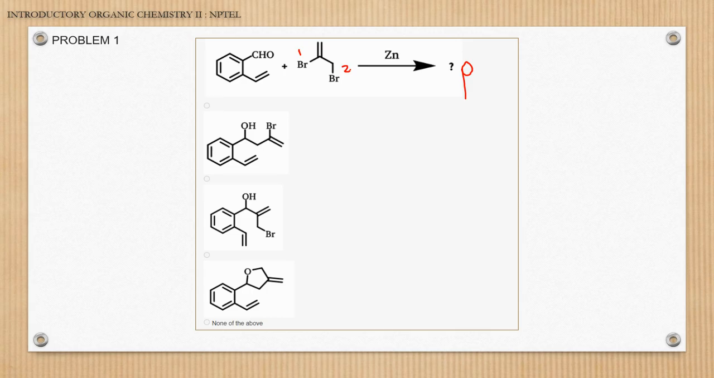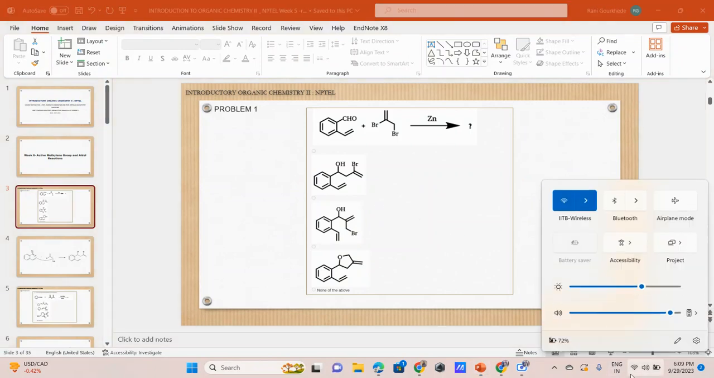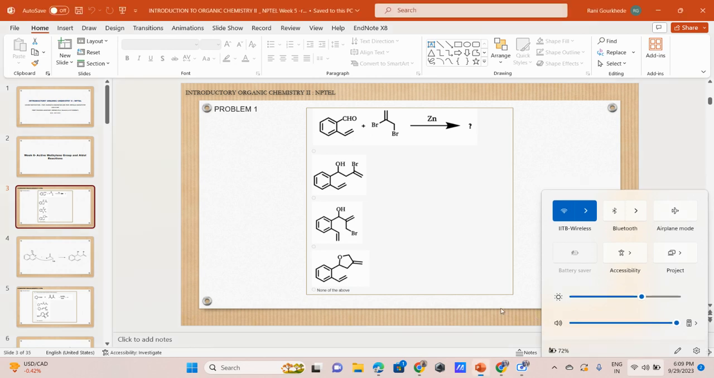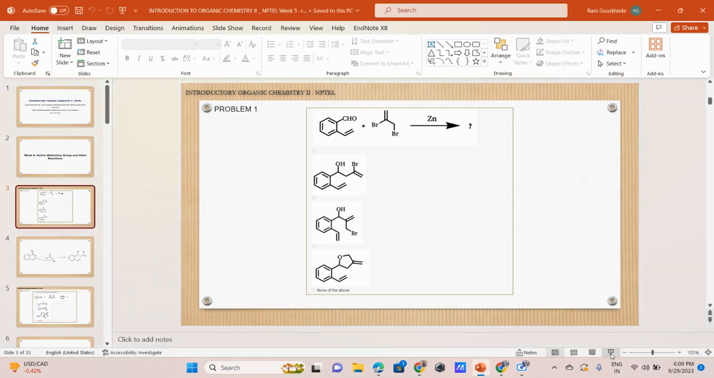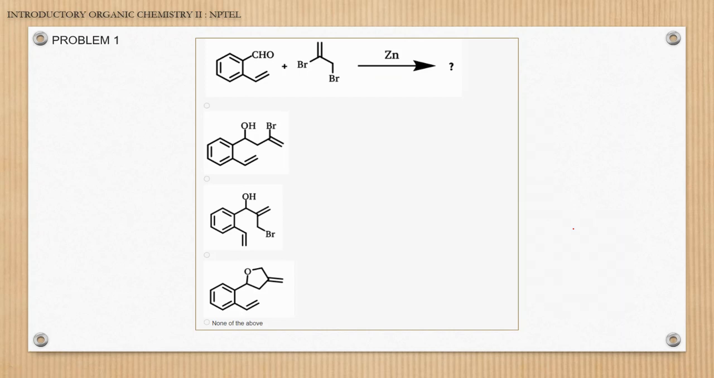sp2 or sp3? sp3. sp3. Can you speak a little louder? I don't know whether I'm getting the volume. Yeah. So what did you just say? sp3. sp3. Okay, it's now audible. Yeah, sp3 carbon.